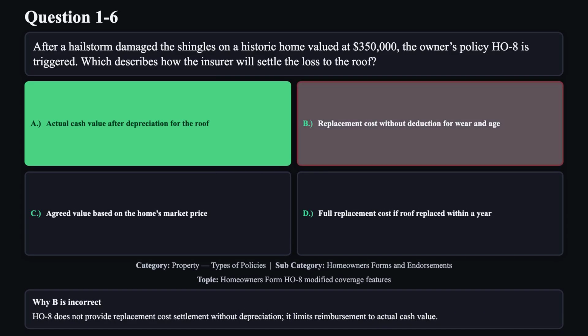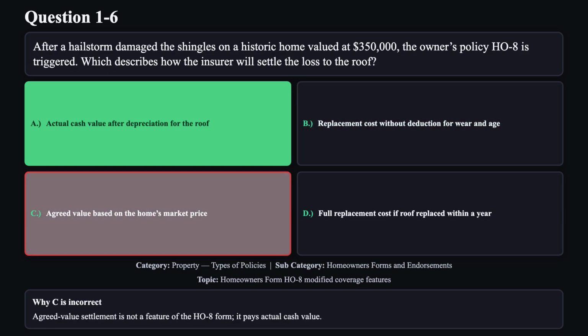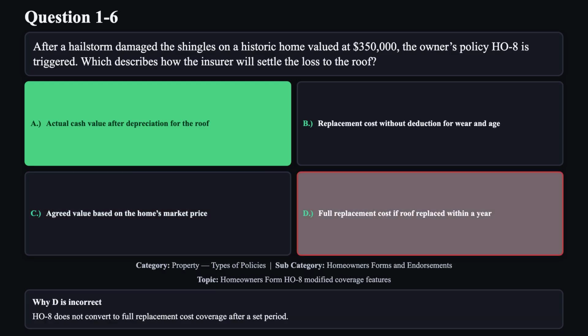Reason B is not correct. HO8 does not provide replacement cost settlement without depreciation. It limits reimbursement to actual cash value. Reason C is not correct. Agreed value settlement is not a feature of the HO8 form. It pays actual cash value. Reason D is not correct. HO8 does not convert to full replacement cost coverage after a set period.